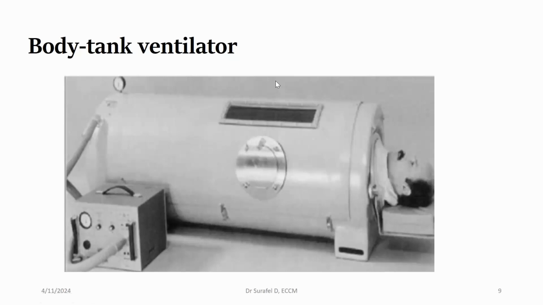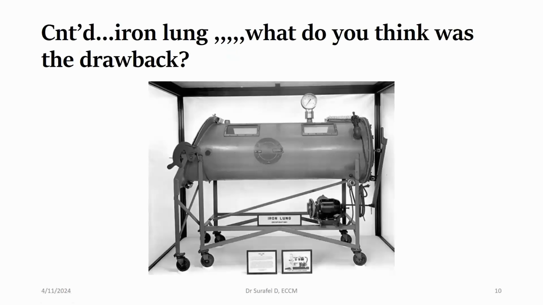Can anybody hear me now? I think it's audible. Yes, it's audible, and participants are writing down their answers.